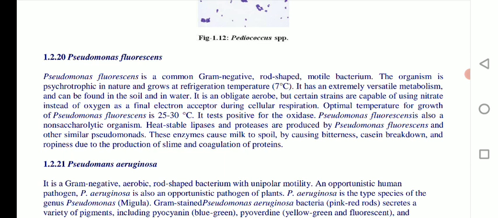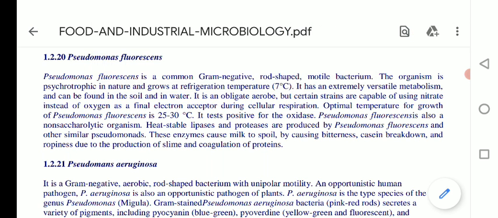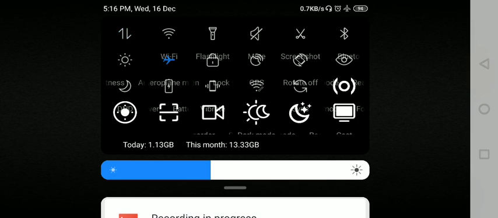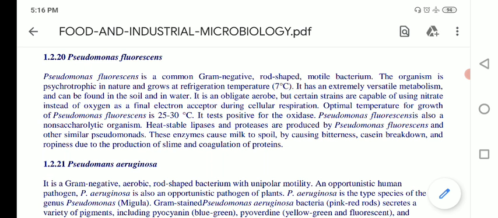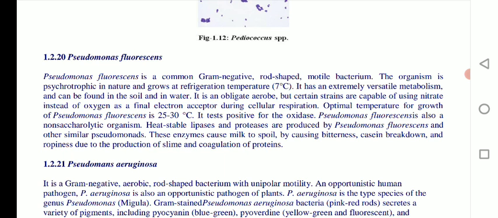The optimal temperature for growth of Pseudomonas fluorescens is 25 to 30 degrees Celsius, and it tests positive for oxidase. Pseudomonas fluorescens is also a non-saccharolytic organism. Heat stable lipases and proteases are produced by Pseudomonas fluorescens and other similar Pseudomonas.